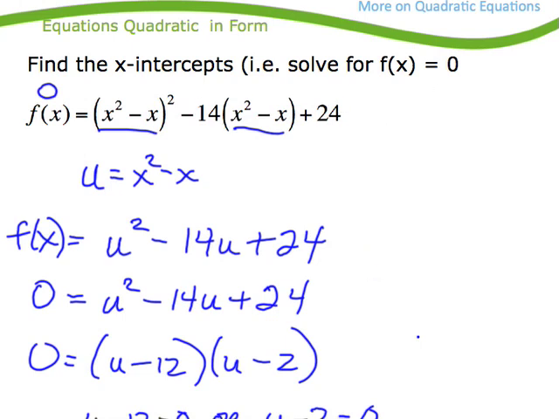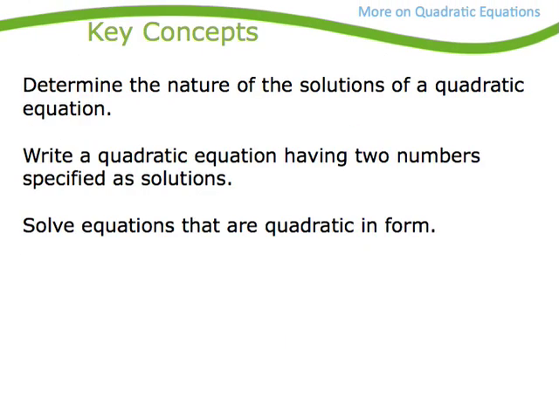So it gives you a couple more bits of exposure to some quadratic equations, a couple other tools or tricks that you can use to help you determine characteristics of these quadratic equations. Try some questions.